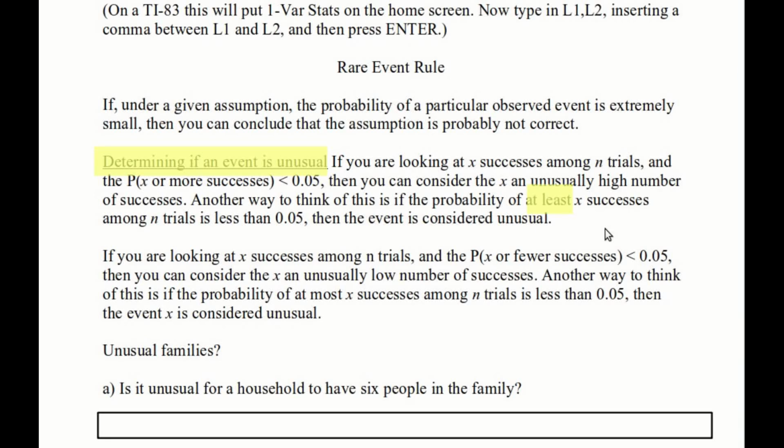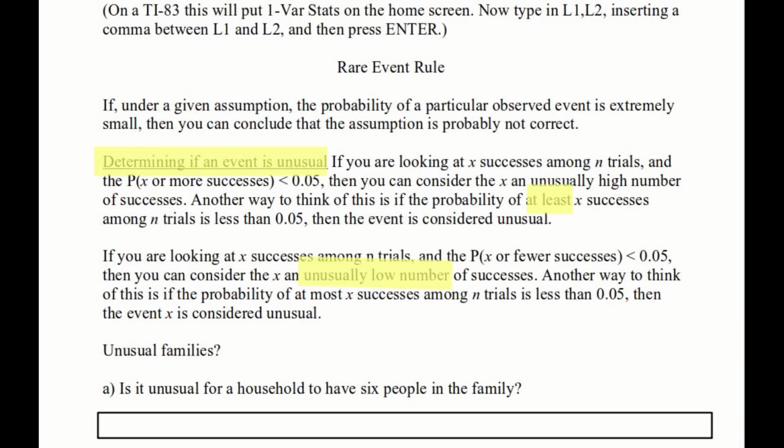Similarly, if you're looking at x successes among n trials, and the probability of x or fewer successes is less than 5%, then you can consider that random variable x to be an unusually low number of successes. So if when you look at a random variable and you say, well, that's a small number of successes, then you need to consider all the random variables smaller than it, and that includes 0.